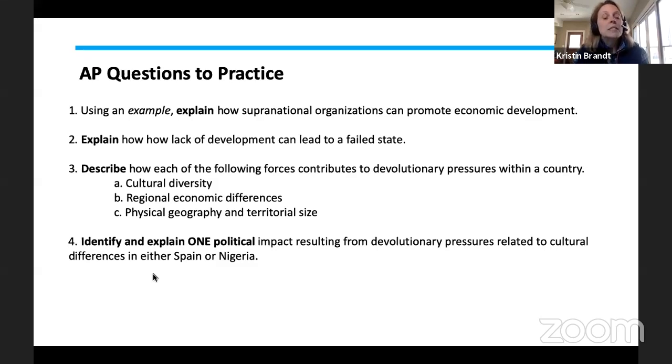So the first one, using an example, explain how supranational organizations can promote economic development. So when we're talking here, I think some things that we've talked about in the past too, you could talk about the EU and how the use of a common currency helped to lift up some of those countries that were maybe struggling on the Eastern Bloc and kind of balance out some of the finances there. You could talk about NAFTA and the free trade agreement.